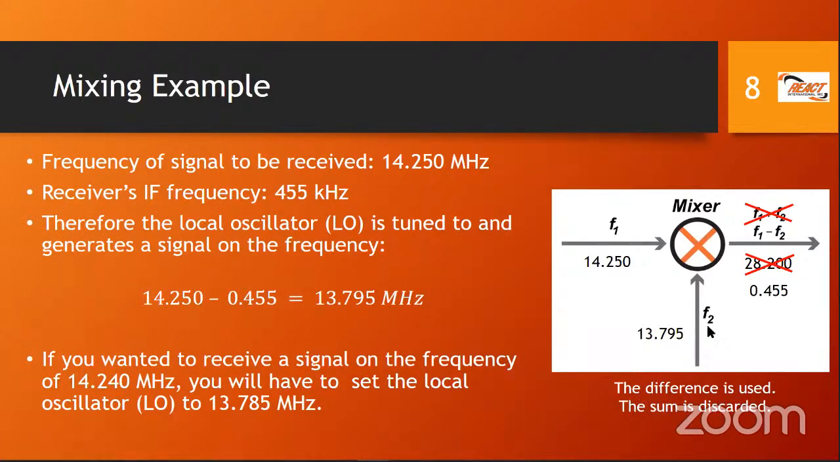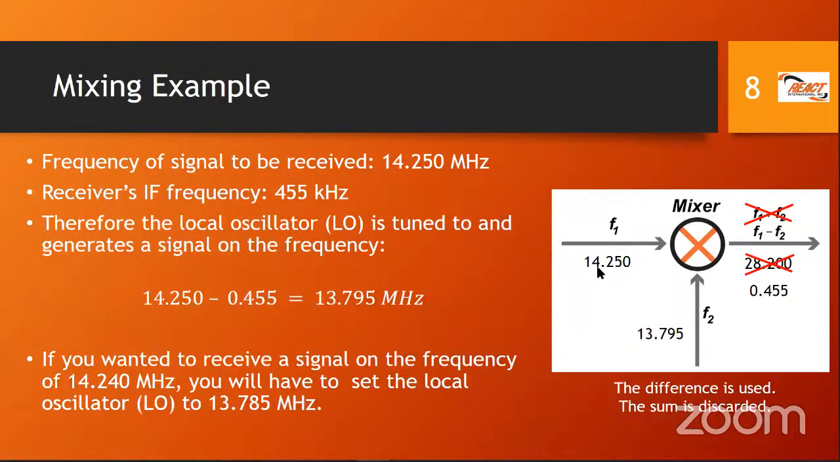So the oscillator determines what that frequency is to be that it generates, and we can calculate it. So Franz is coming in at 14.250. We need to end up with 455 kilohertz, and therefore when we subtract it, we get 13.795 megahertz. That's how we end up with 13.795 that the oscillator needs to output to the mixer, so that the output from the mixer can be 455 kilohertz.